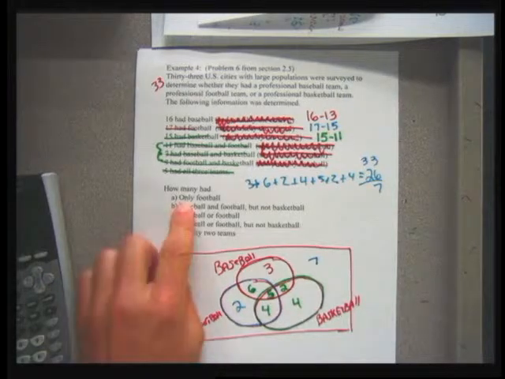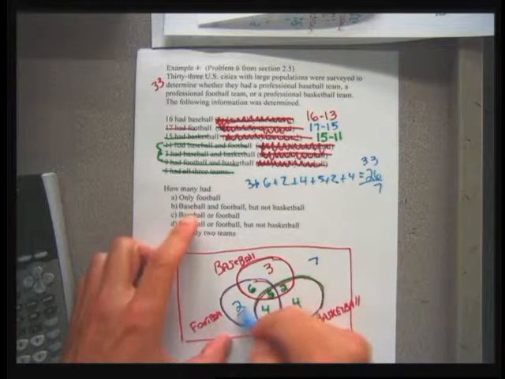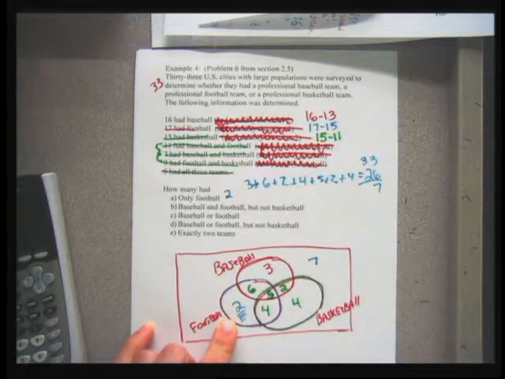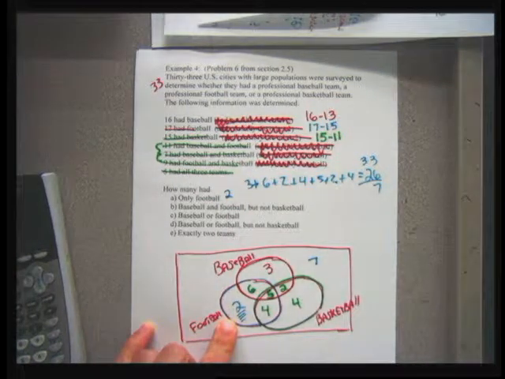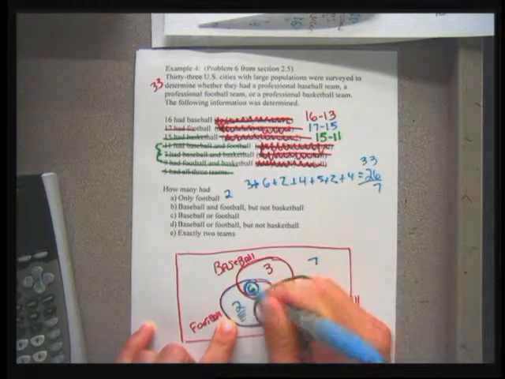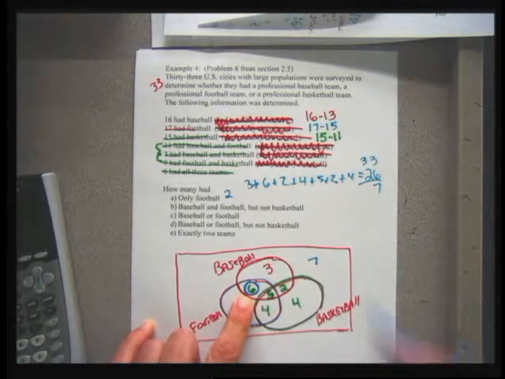The first question is only football. That's these two cities right there that have only football. The next one, part B, having baseball and football but not basketball. I have to understand the region that represents. That's this region right there. Those 6 cities have baseball and football, but it's outside the basketball circle.